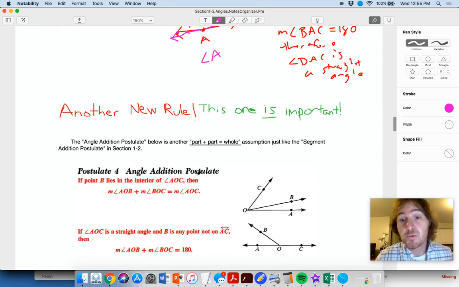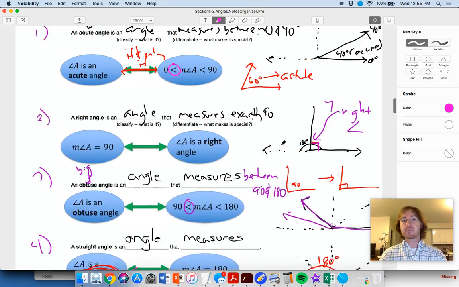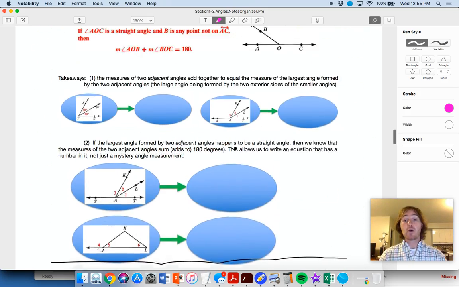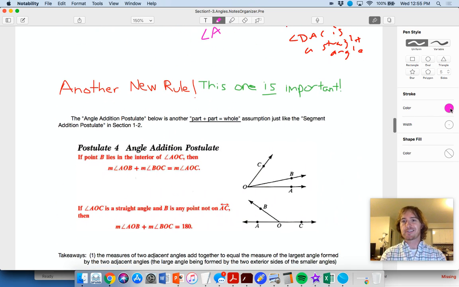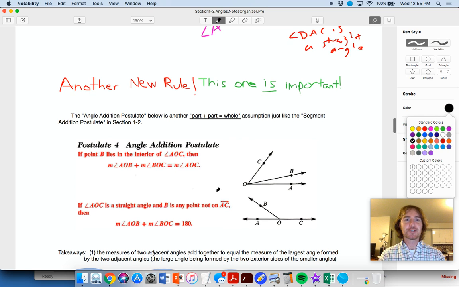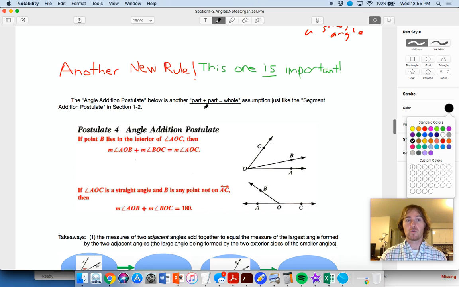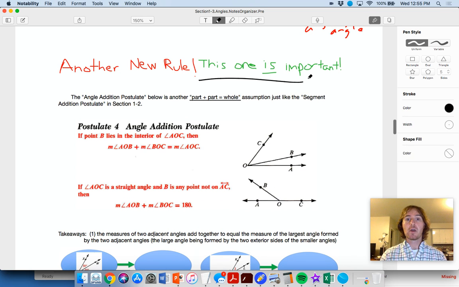All right, another rule. This one's important, okay? So it was important you know these four. That's why I spent time on it. It's important you know how you name angles and what an angle is. Less important what the protractor postulate is. So that's why I don't really mind that explanation didn't go so well. This is an important rule, okay? This is an important rule. So this is something called the angle addition postulate.